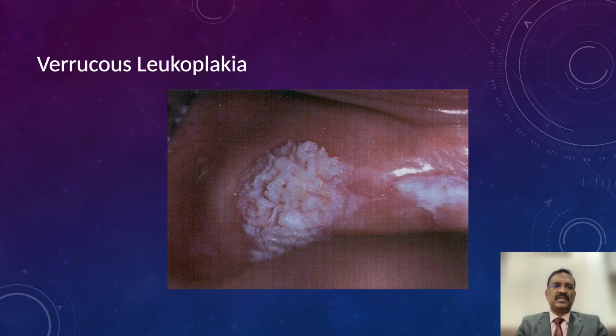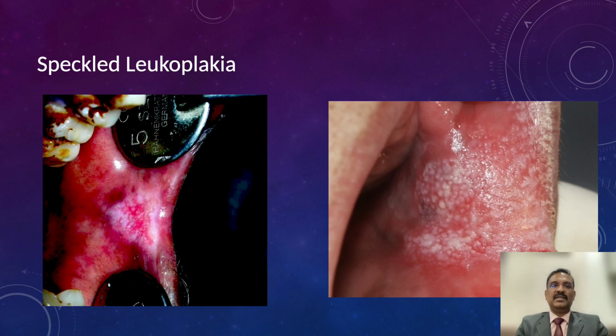Also, this is an area of verrucous leukoplakia. And these are speckled or non-homogeneous leukoplakia. The other classification that we currently employ is of homogeneous versus non-homogeneous leukoplakia.